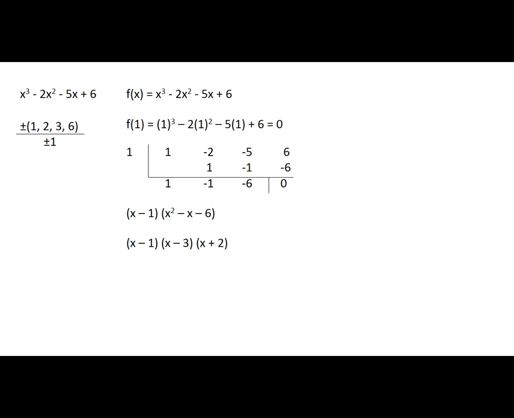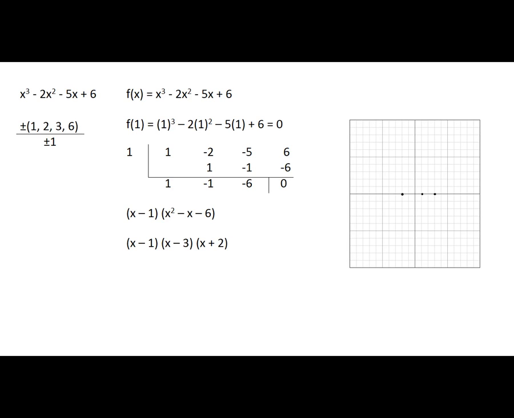This means that the zeros are at 1, 3, and -2. Plot that on a graph, because graphs are fun. Now, we need to find the y-intercept. Since the y-intercept is at x equals 0, we can do some magic to figure out where it is.